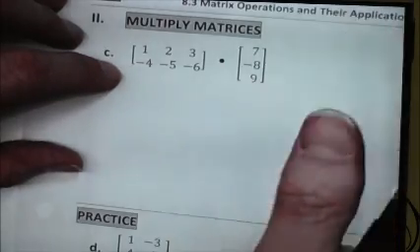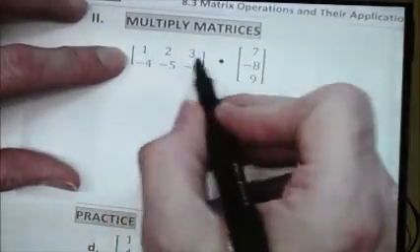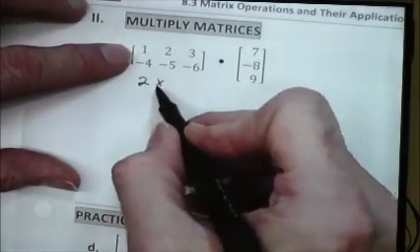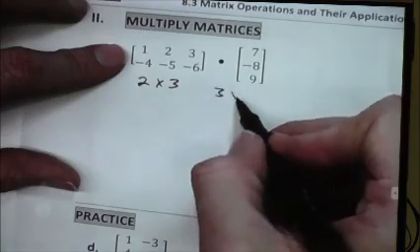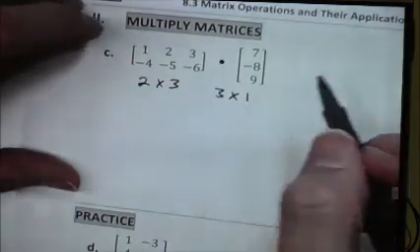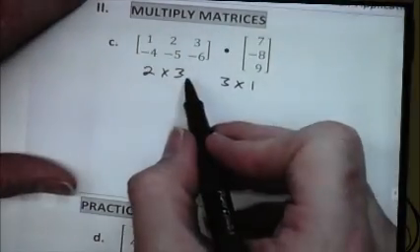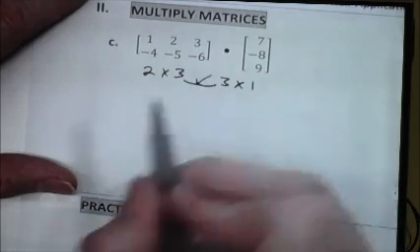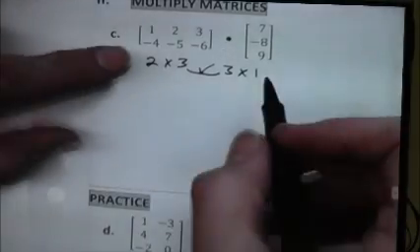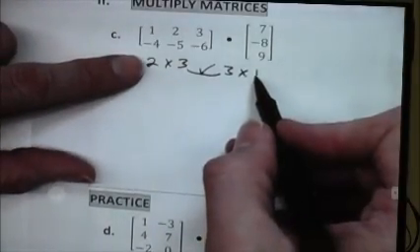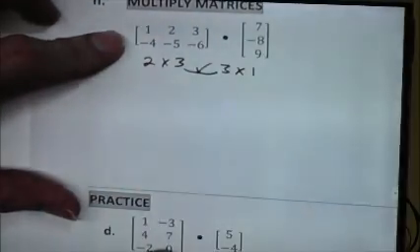But follow the thing about rows and columns. This one has 2 rows and it has 3 columns. This one has 3 rows and it has 1 column. Rows come before columns. So because these match, we can say, yes, we can do it. The result is going to be a 2 by 1. That means it's going to have 2 rows and only 1 column.